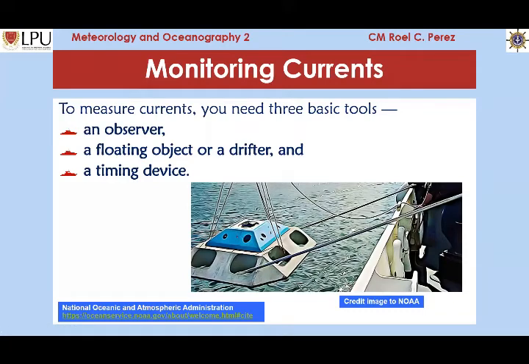So we will continue with our topic, which is topic 14. This is a part of topic 14.